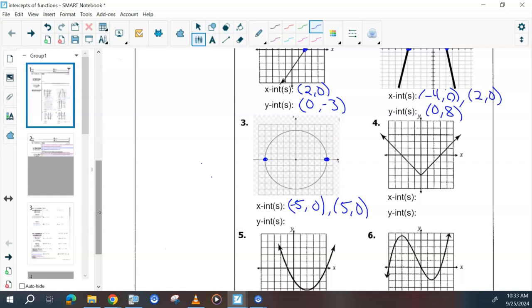Okay. What about the y-intercepts? (0, 5). Mm-hmm. 0, comma. Yes.